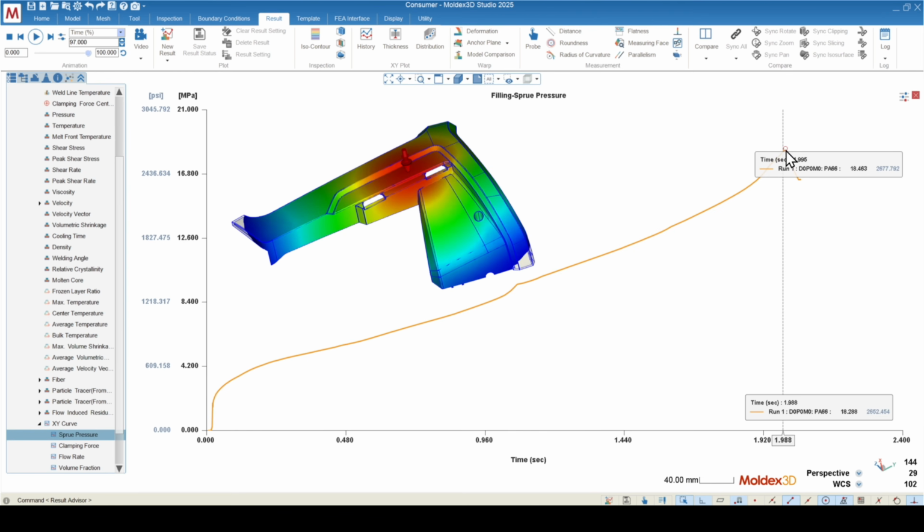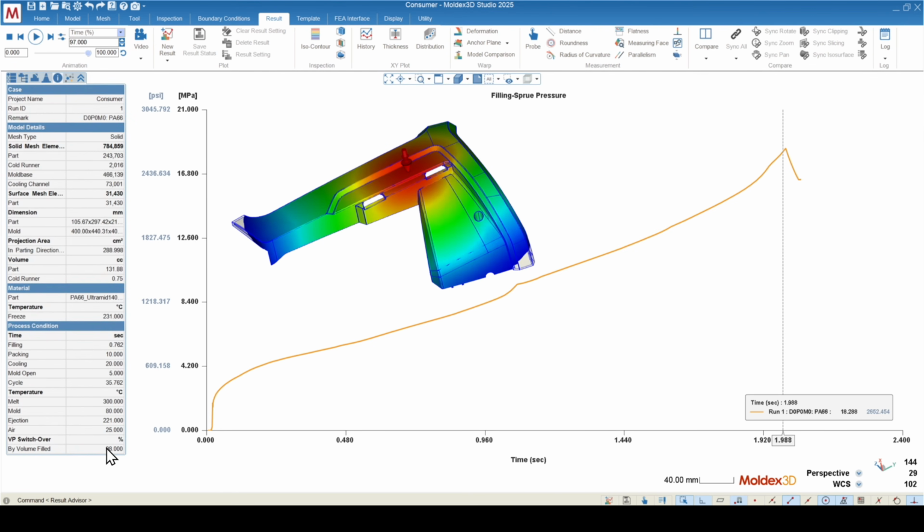You can also understand where your switchover pressure is if you go into your process condition, or you can look at the information tab here. In this case, I used a 98% by volume filled. Right now, my percentage is by time percent, so I'm going to switch that to by volume percent. And I'll go to 98% volume fill. You'll see that the dotted line is now directly on that VP switch point.